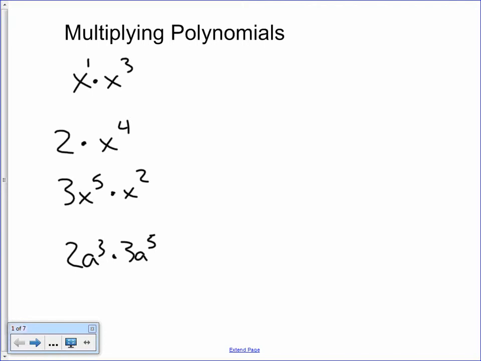So think of that as an x to the 1. So x to the 1 times x to the third is going to give me an x to the fourth. We kind of already talked about that. We just have to add those exponents.